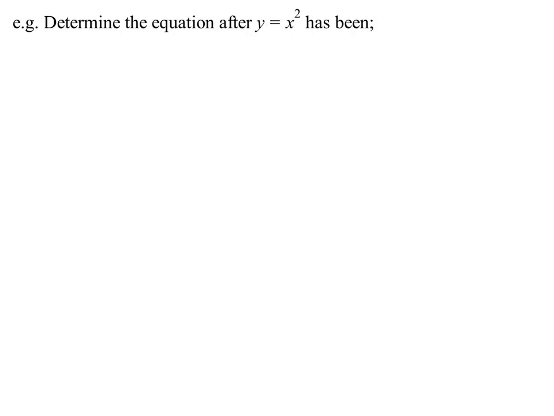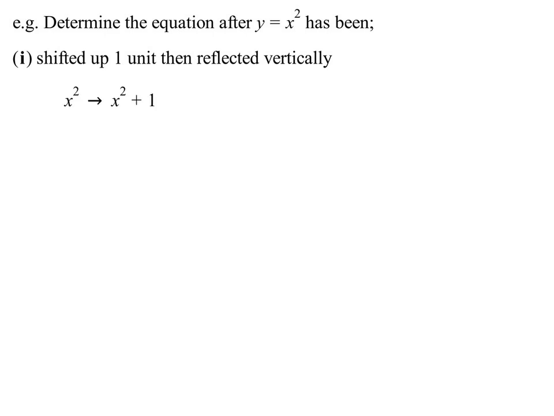Determine the equation after y equals x squared has been, first of all, shifted up 1, then reflected vertically. So the x squared would go to x squared plus 1. We've shifted it up 1. Reflecting it vertically, a vertical reflection was minus the function, so the complete function. So we got minus x squared plus 1, which is y equals minus x squared minus 1. So that's if I shift it up 1 and then reflect it vertically.